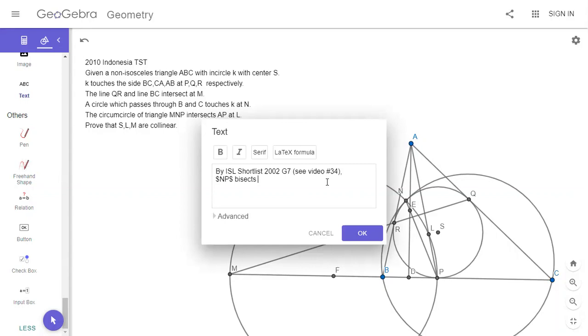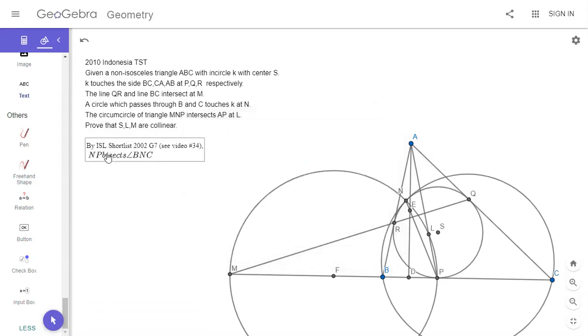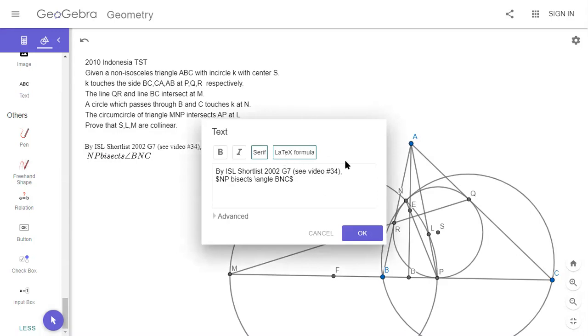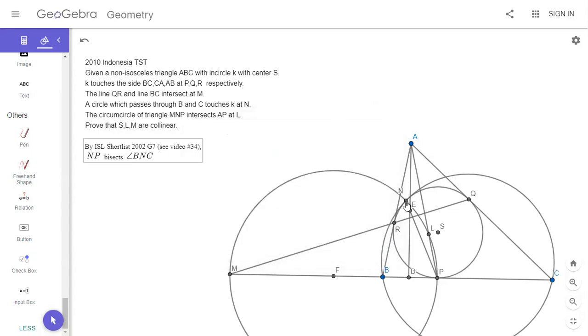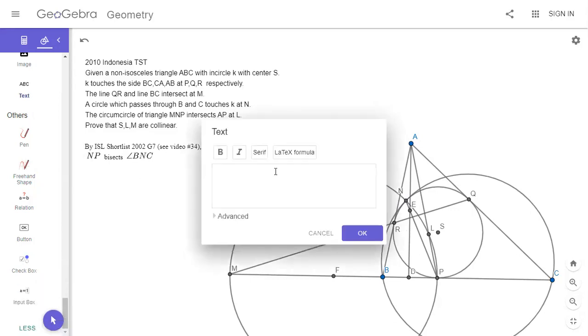So NP bisects angle BNC. I proved that in that video. But also B, C, P, and M are in harmonic conjugation. I've mentioned this so many times, but I'll just write it out briefly. So AP, BQ, and CR concur by Ceva.